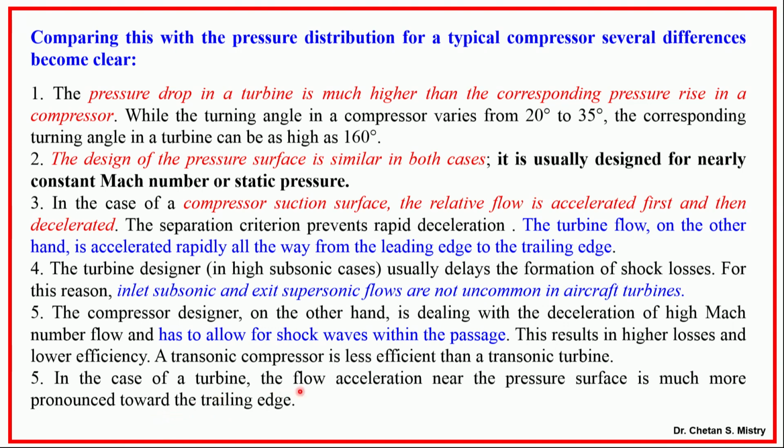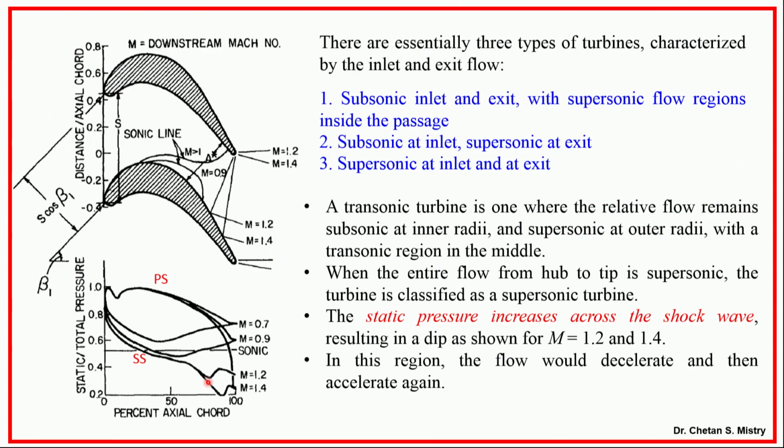The acceleration near the pressure surface is much more pronounced towards the trailing edge. So, let us see. Suppose this is my arrangement for the blade, working under three different conditions. One, where the inlet and exit are both subsonic, with supersonic flow in this region. Suppose the exit Mach number is between 0.7 and 0.9. So, this is my Cp distribution.